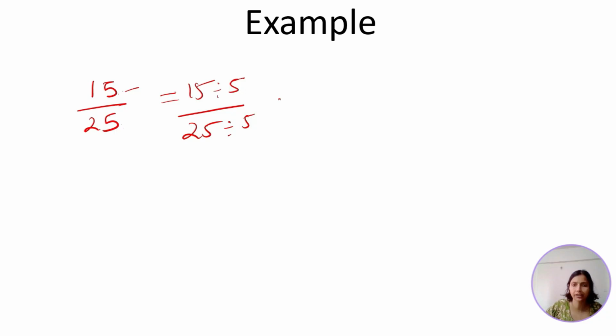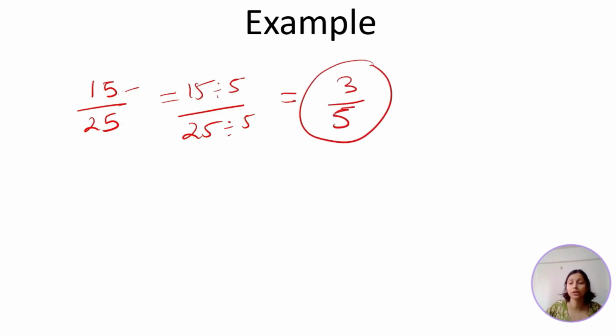Let's see few more examples. 15 by 25. Is it in its simplest form? You are right. It's not in its simplest form as 15 and 25 have the common factor 5. So let's divide 15 and 25 by their highest common factor, which is 5. So when I divide 15 and 25 by their highest common factor, I will get 3 by 5. Now 3 and 5 don't have any common factor other than 1. So it is in the simplest form.